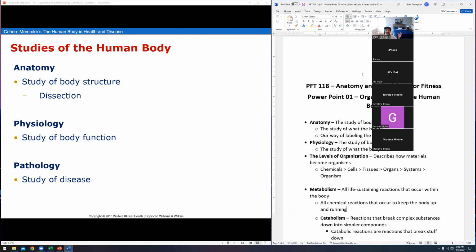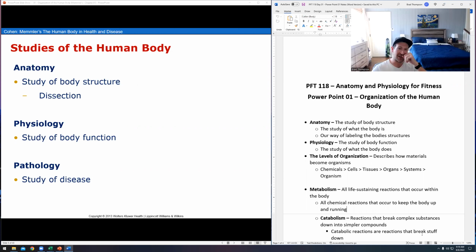So anatomy is the body labeling, right? Like that is our study of what something is, right? Like, you think about labeling where a certain river is, or labeling what a certain part of town is, or labeling a part of the body, right? Doesn't really tell you much about it. So that's where physiology comes in. Physiology is the study of body functions, the study of what the body does, right?